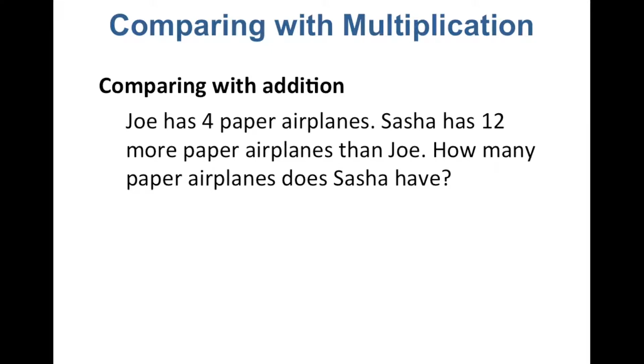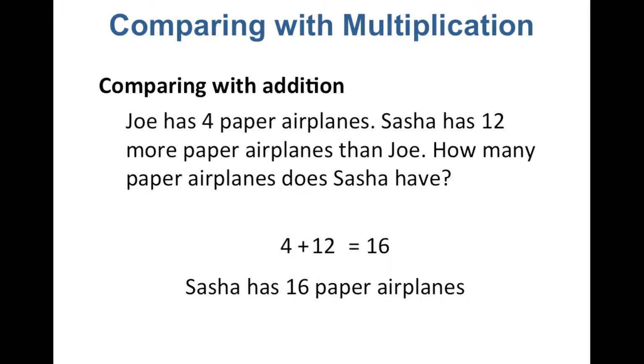So to solve this problem, we would start with Joe's paper airplanes. We know he has 4. And we see that it's asking us how many paper airplanes Sasha has, and we know that she has more, so we're adding. And we're adding this number 12 because we know she has 12 more, so we want to know what is 12 more than 4. We do our math and we'd figure out the answer was 16. Sasha has 16 paper airplanes.